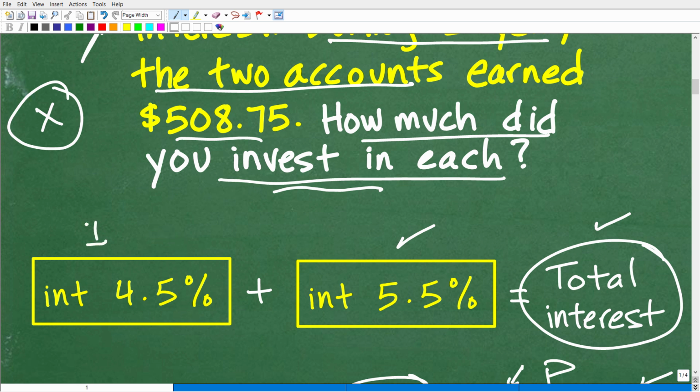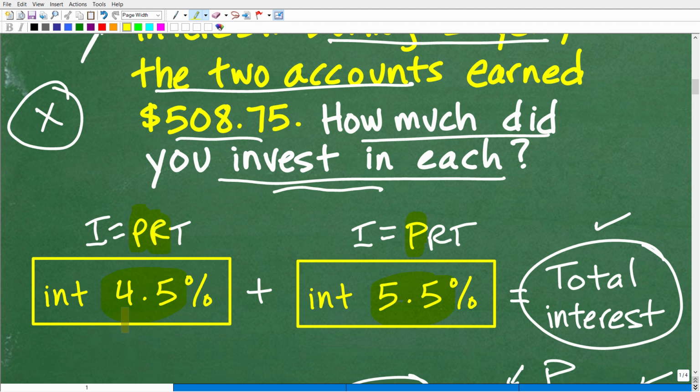Well, you're going to use that formula, PRT, okay? You're also going to use the formula right here for the 5.5% PRT. Now, do we have all the pieces in place? Do we have the principal? Yes, we do have the principal for 4.5. It's X, right? I just stated it was X. Do we have the principal for the 5.5% account? Yes, it's 10,000 minus X, right?